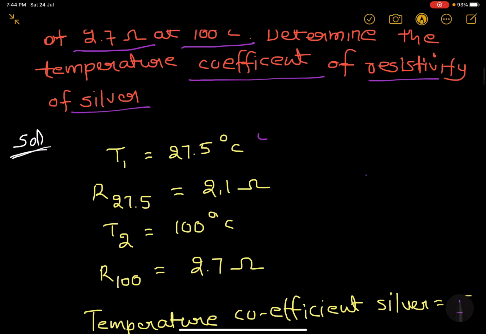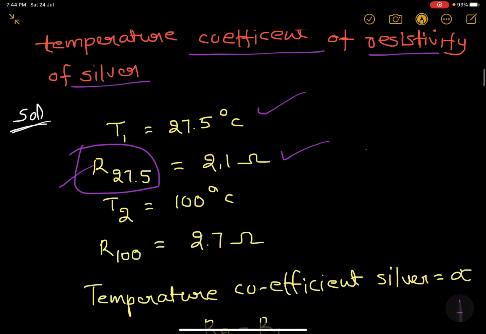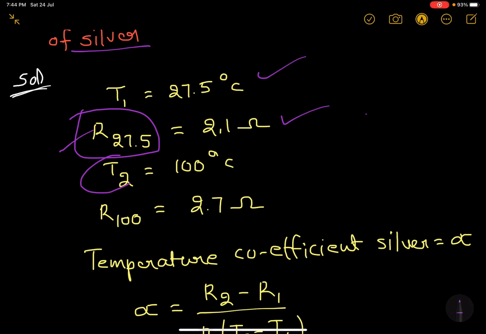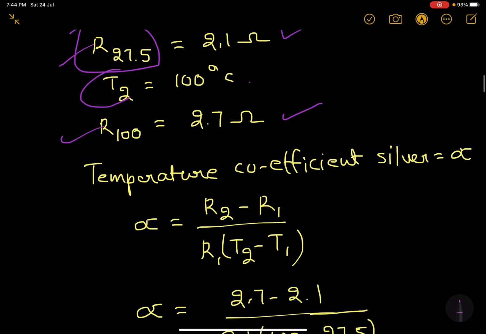So here T1 is given as 27.5 degrees centigrade. At 27.5 degrees centigrade it is offering resistance 2.1 ohms. And T2, temperature T2, is 100 degrees centigrade. At 100 degrees centigrade the resistance R2 is 2.7 ohms. Then we want to find the temperature coefficient of the silver wire, that is, the temperature coefficient alpha.